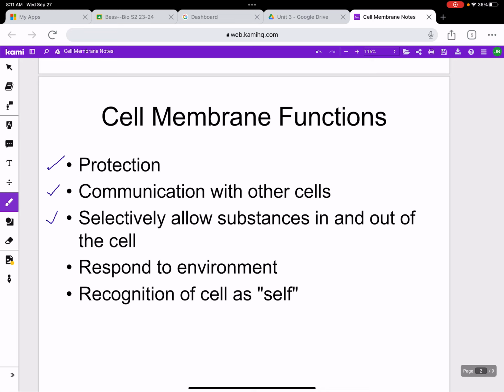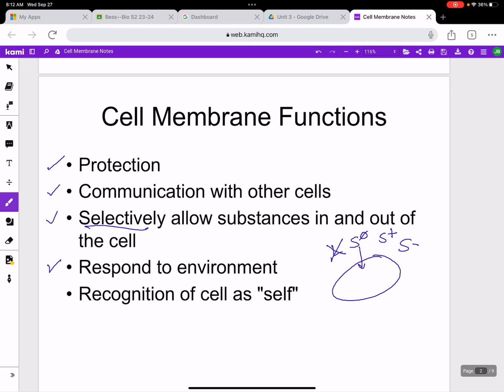The cell membrane also selectively allows substances in and out of the cell. So it's selective about what it lets cross. For example, if something is too large, it might not be able to cross at all. Things that are small might be able to cross, but it depends whether or not they have a charge. Small and neutral can easily cross over. Small and charged needs a little bit of help. Small and charged negative needs a little bit of help. So it's selective about what it lets go in and out of the cell.